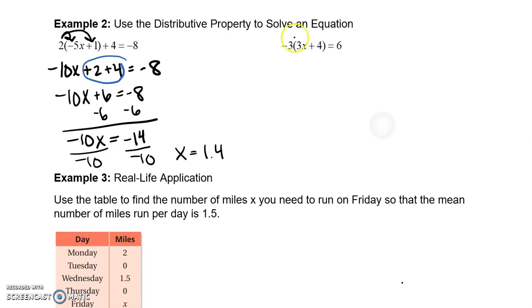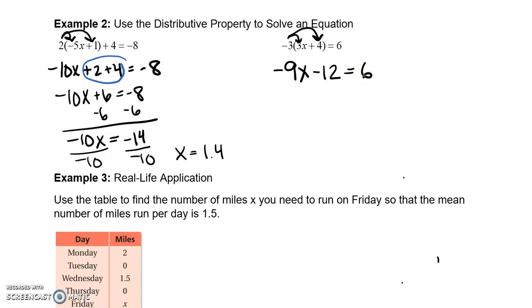Same thing here, distribute the negative 3. So the negative 3 gets distributed to what's inside via multiplication. So negative 3 times 3x is negative 9x, and negative 3 times 4 is negative 12, and that's equal to 6.